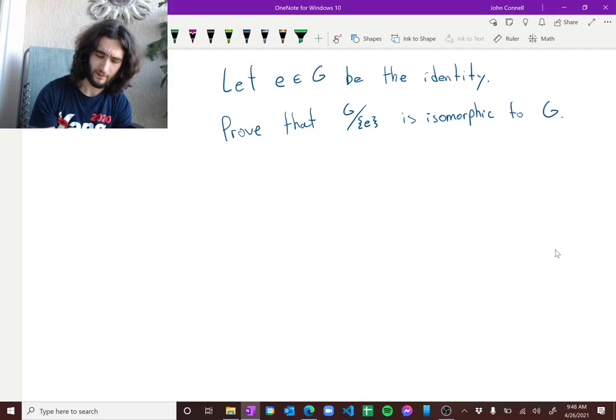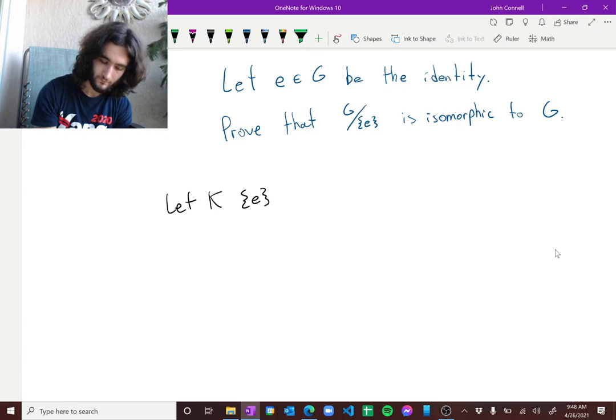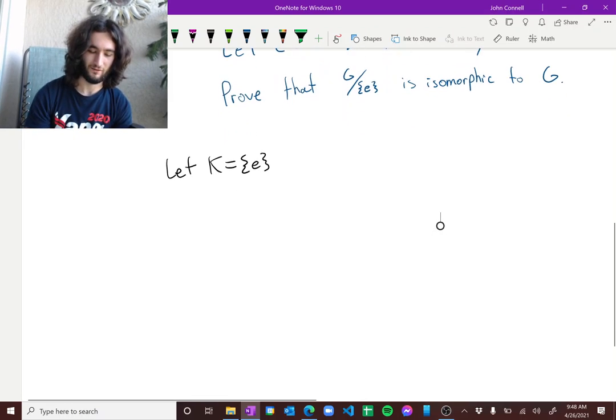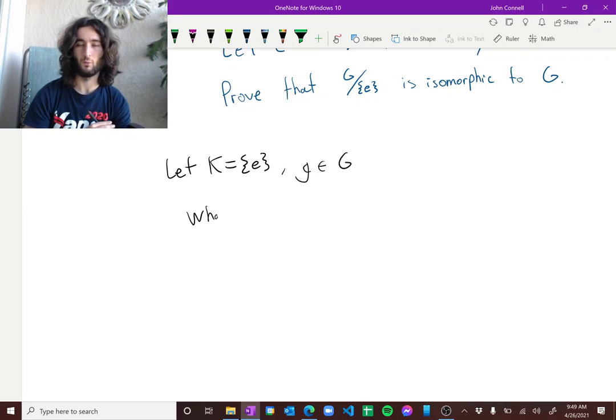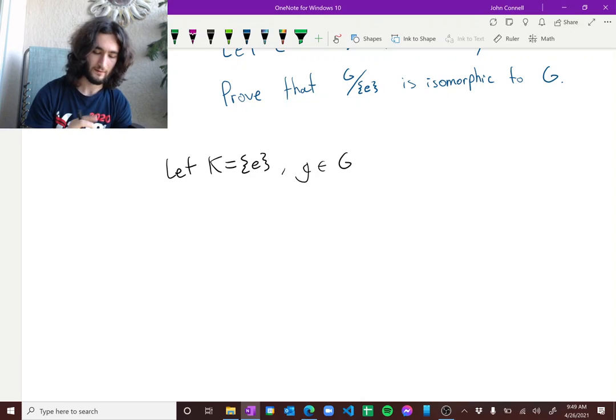So let's go with this. Let's call that K, just because it'll be easier to look at. Well then, let's say g is an element of G. One good question is, what does a coset of that subgroup look like? So what does Kg look like?